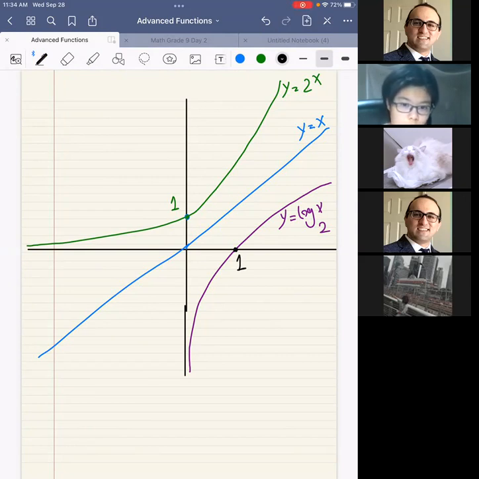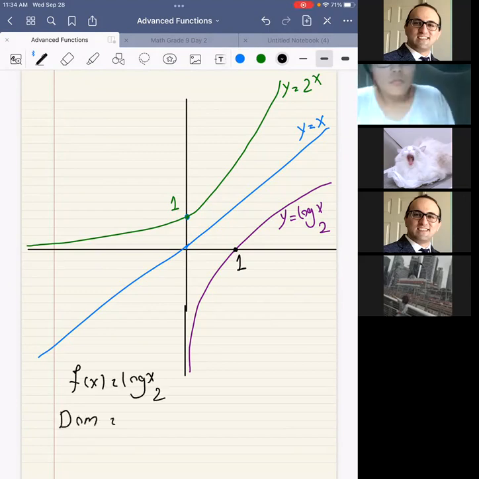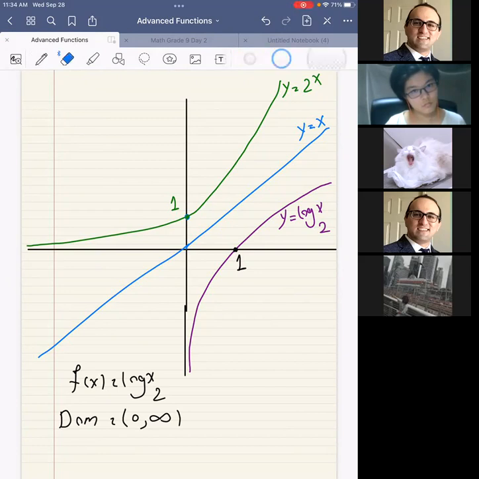So something to pay attention to. First, the domain of log is what? Let me write f of x is log x with base 2. So we saw that the domain is the interval 0 to infinity, and it's clear from this picture also. Negative numbers are not in the domain. So that's the domain of f.